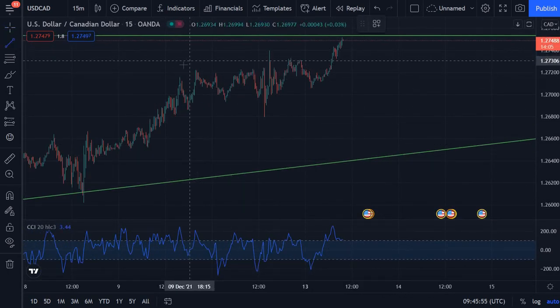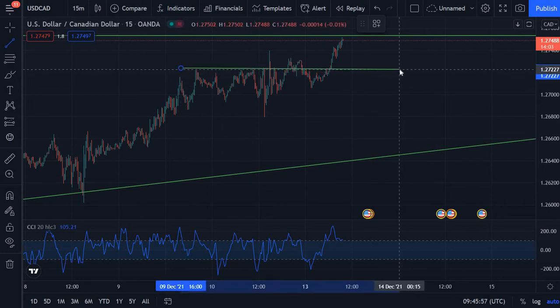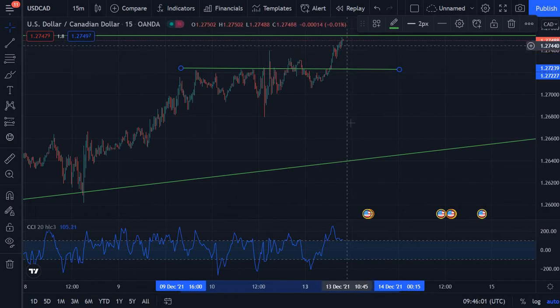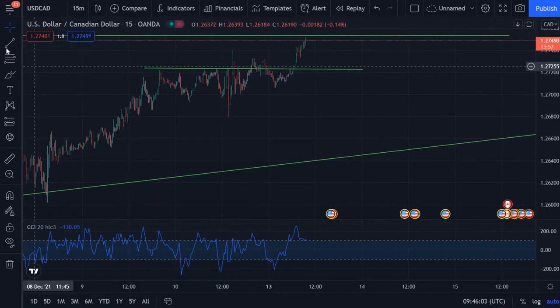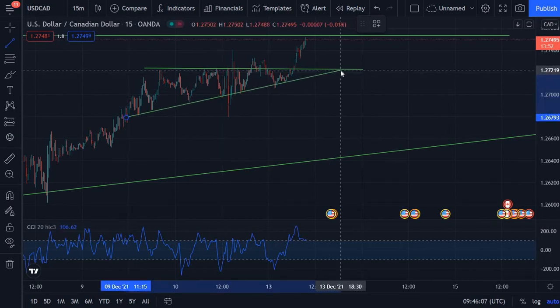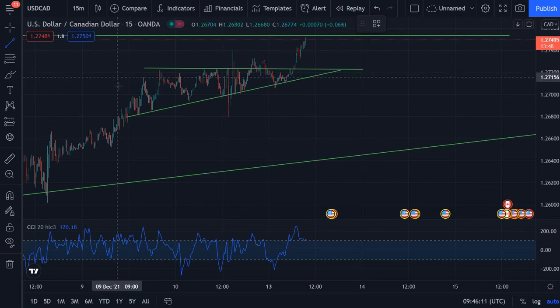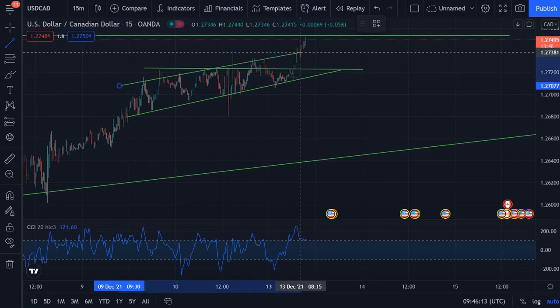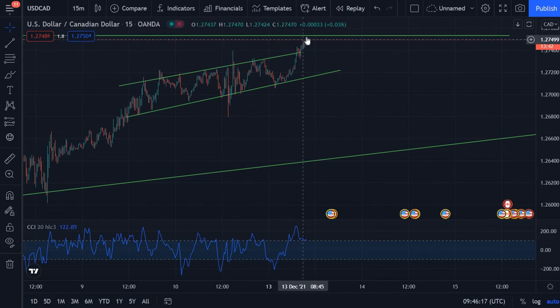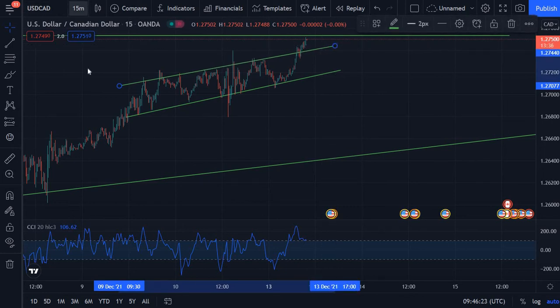Broke this line here. Maybe you could say pullback, and so we had this kind of triangle form. So breaking out of this channel, and it looks like we will here pull back a little bit and continue to go higher from now.